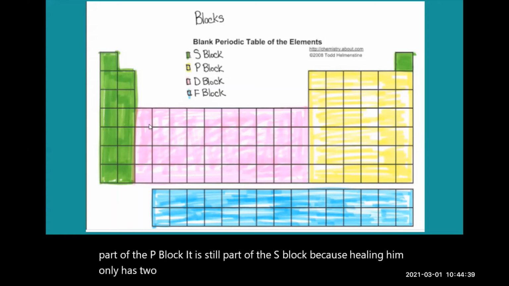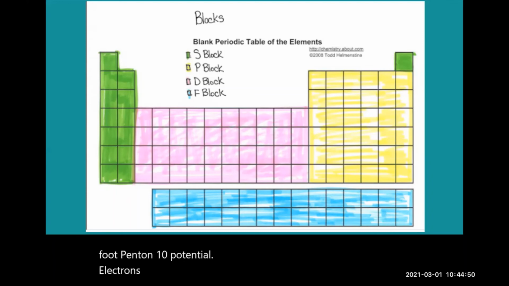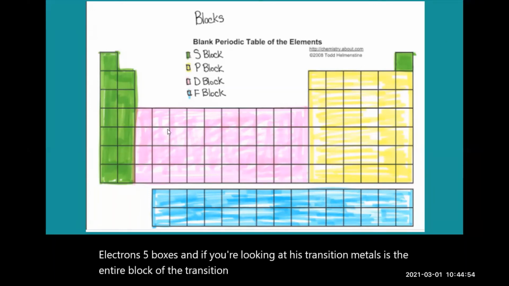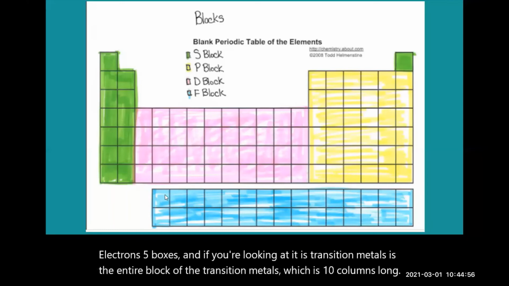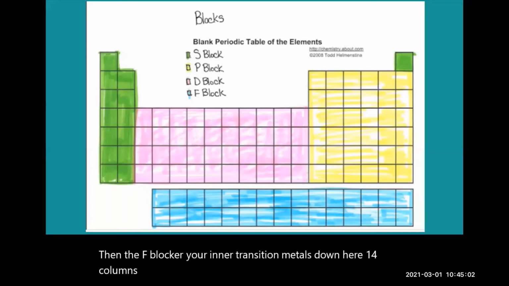The D block is here. It represents 10 columns, 10 potential electrons, 5 boxes. And if you're looking at it, it's the transition metals. It's the entire block of the transition metals, which is 10 columns long. Then the F block are your inner transition metals down here, 14 columns, so 14 potential electrons, 7 boxes.